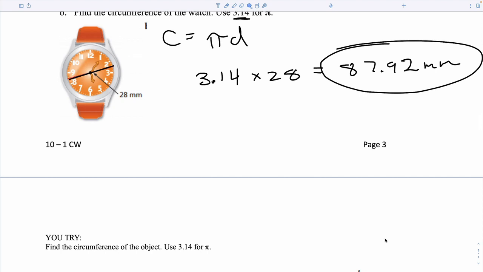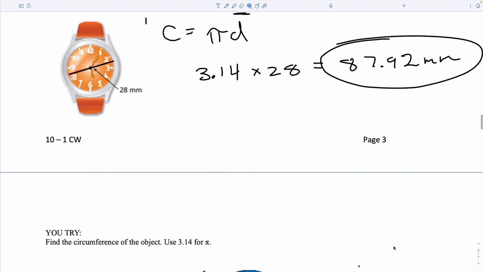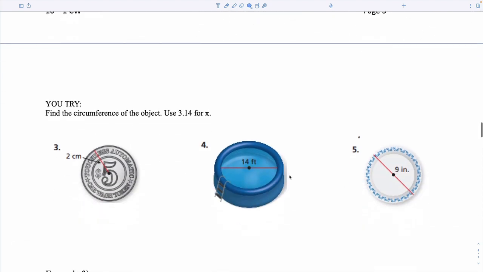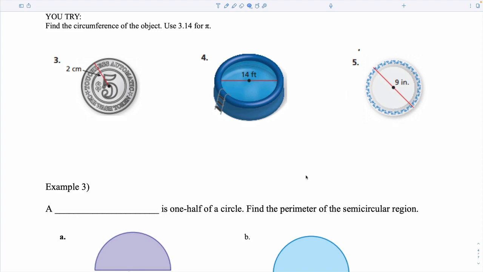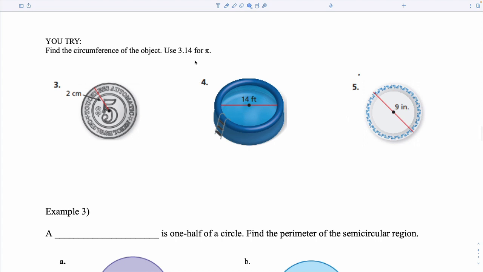2 times 5. 87.96. Yeah, which is a little bit different. Slightly off. Do 3, 4, and 5 right now. Well, if they say use 3.14, they could mark you off. If they don't specify, they.